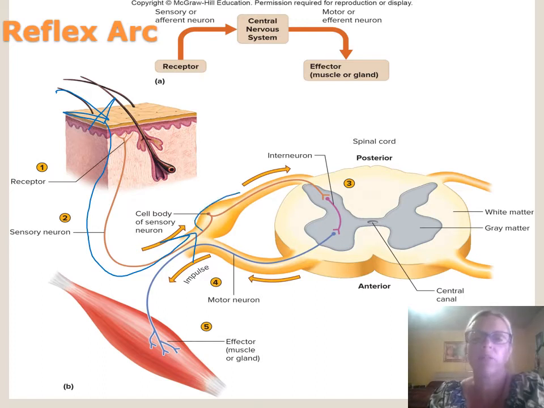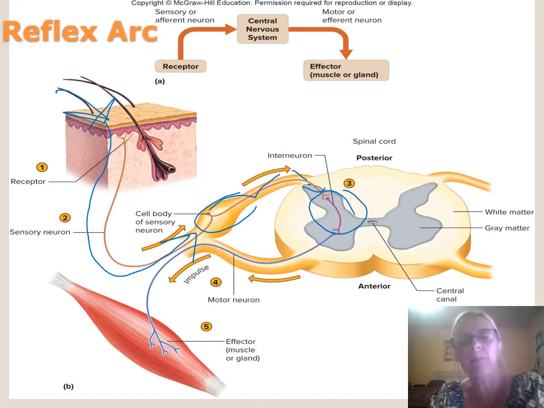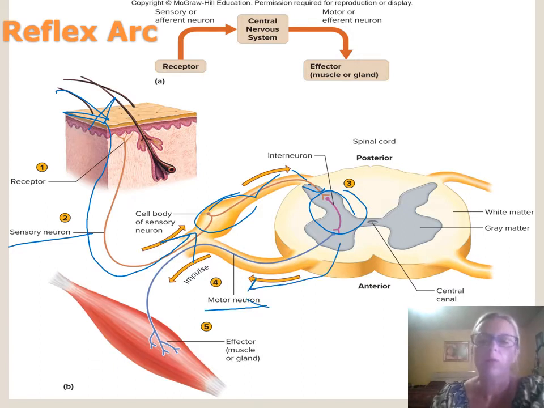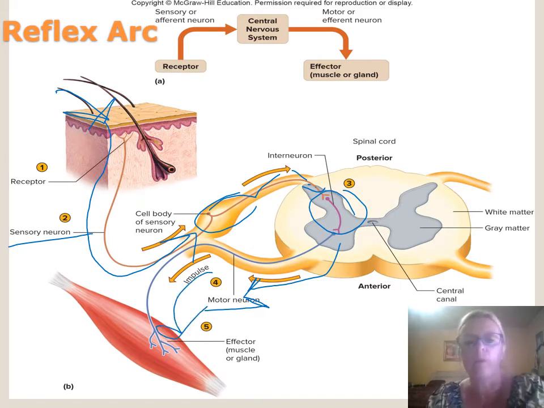All right, and so this is the cell body of that sensory neuron, and it's going to go over here. Now, this little guy here is an interneuron, and it's just bridging the gap between the sensory neuron and the motor neuron. So the sensory neuron is the one that is carrying the information that has been sensed. And so you're going to do something with that, in this case in the spinal cord, because it's a simple reflex arc, and then send that impulse back out that says, hey, pull your hand away from that hot stove. Okay, and so that is the effector.